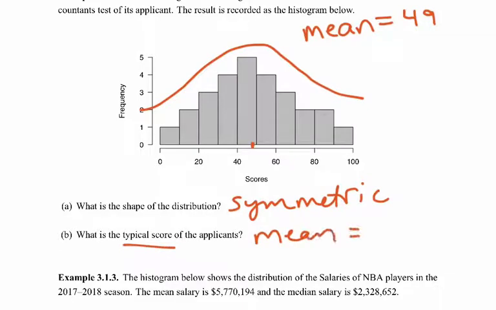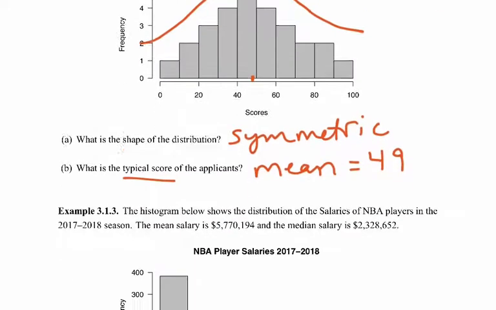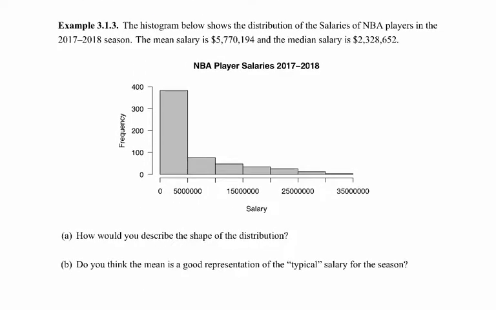So the moral of the story is if you're working with a symmetric distribution, you're going to use the mean as your measurement for the center. Let's take a look at another example. So the histogram below shows the distribution of salaries of NBA players for the 2017-2018 season.